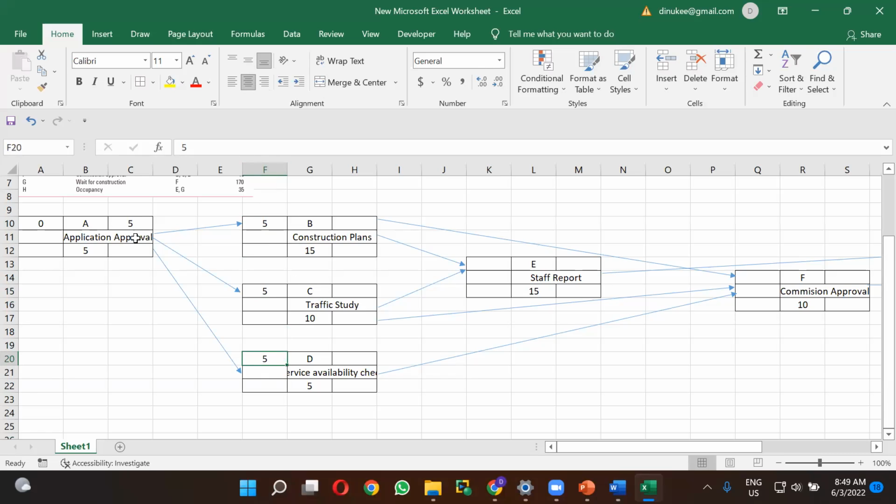The early finish time of activity A becomes the early start time for B, C, and D. Right. So now we have put the early start time for B, C, and D. Therefore, you can calculate the early finish time for these activities as well. So for activity B, what is the early finish time? Can you tell me what is the early finish time for activity B?